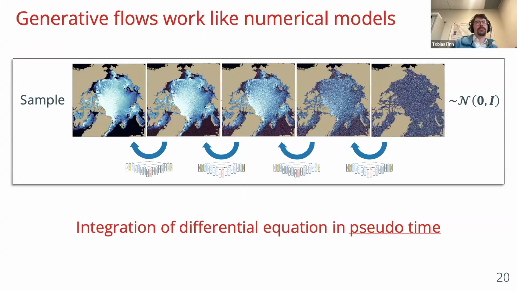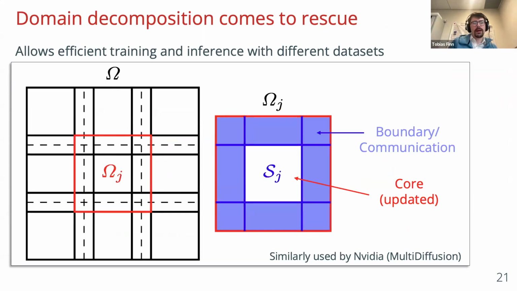As a small reminder, I said to you that generative flows and diffusion models work like classical numerical models. Once again, we integrate a predicted velocity in pseudo time, so we basically really integrate a differential equation. As you might know, in numerical modeling we have basically solved this problem. In numerical modeling, we can really scale our models up to the kilometer scale. This is because in numerical modeling we have the trick of domain decomposition, and we can use exactly the same trick to scale up our diffusion model, our generative model. Very similarly, it is used by NVIDIA, which they labeled as multi-diffusion.